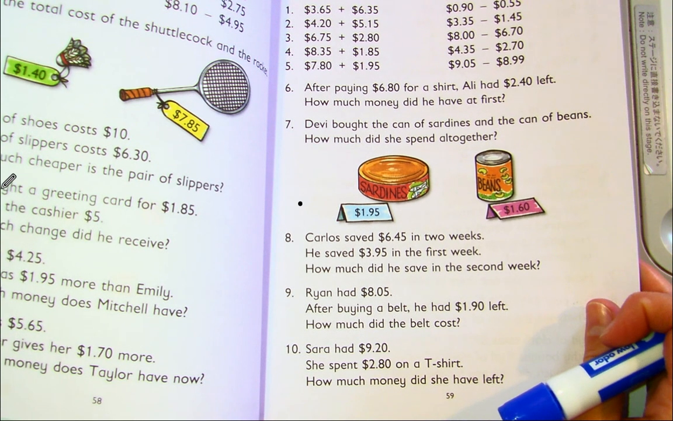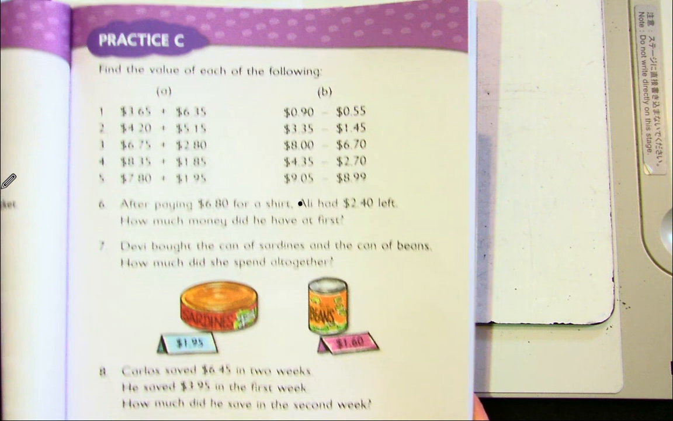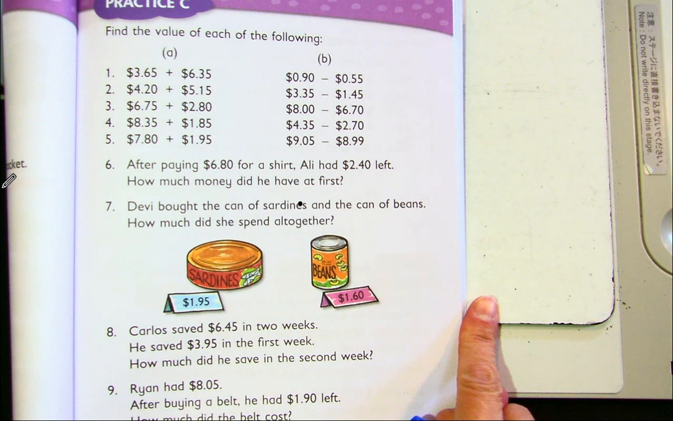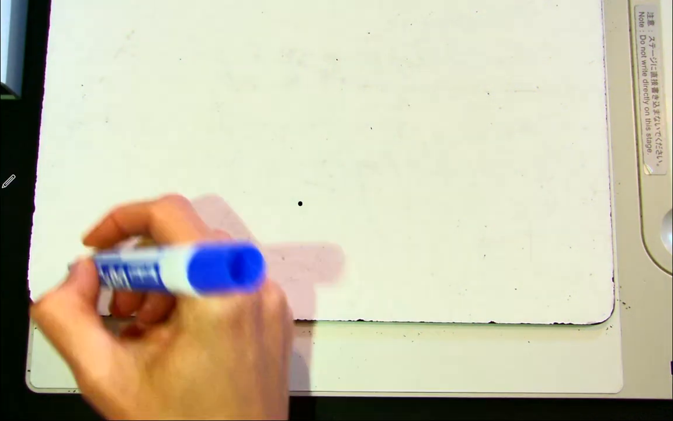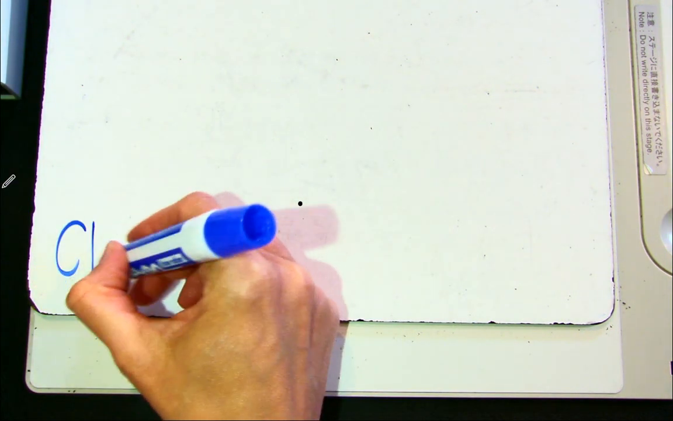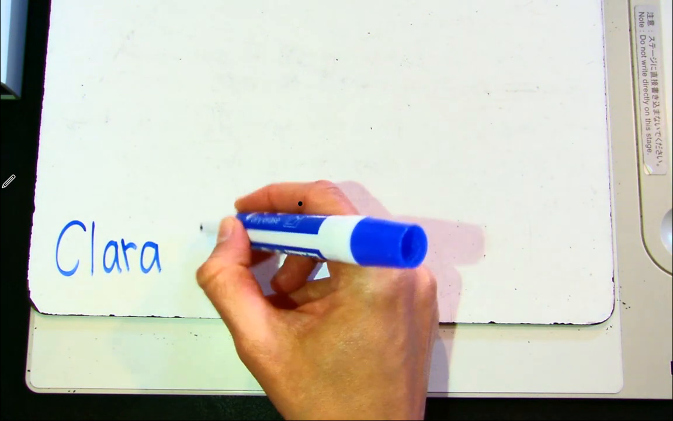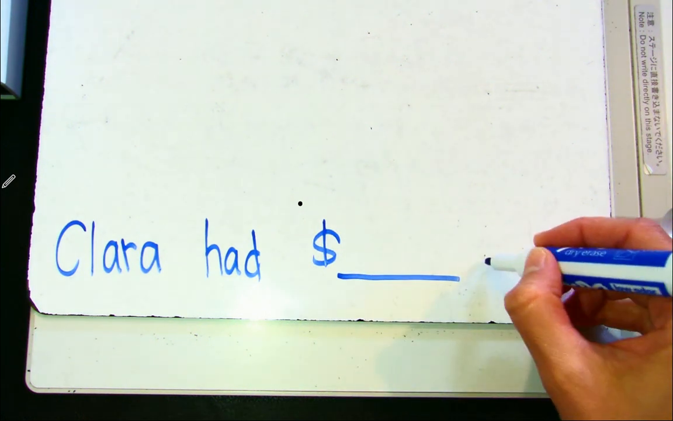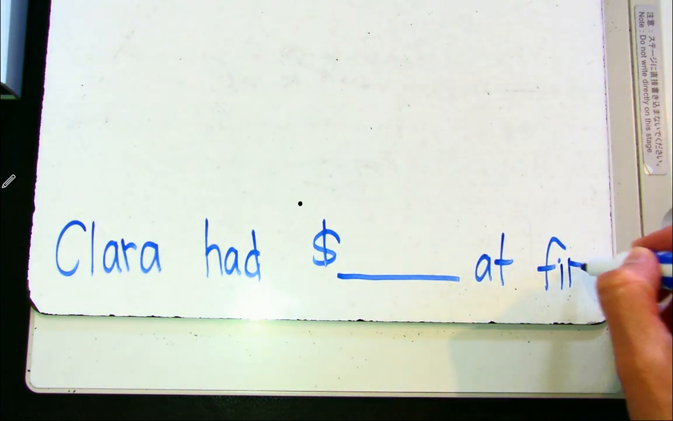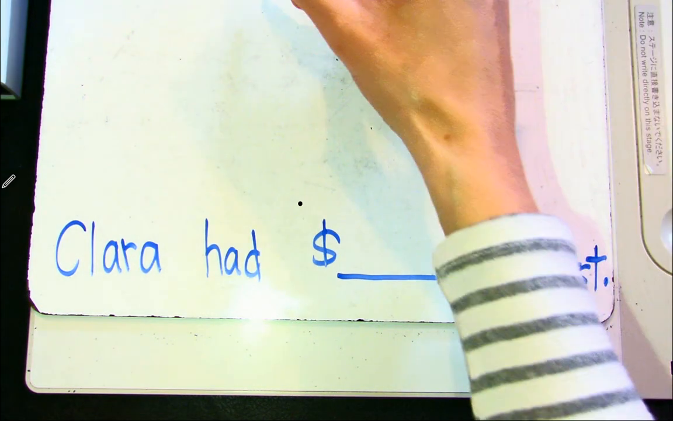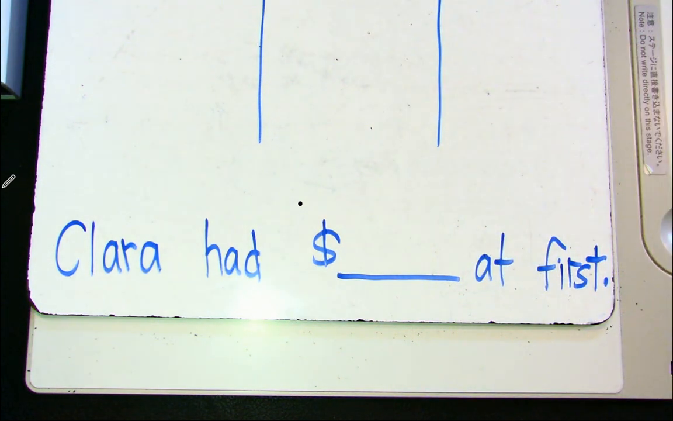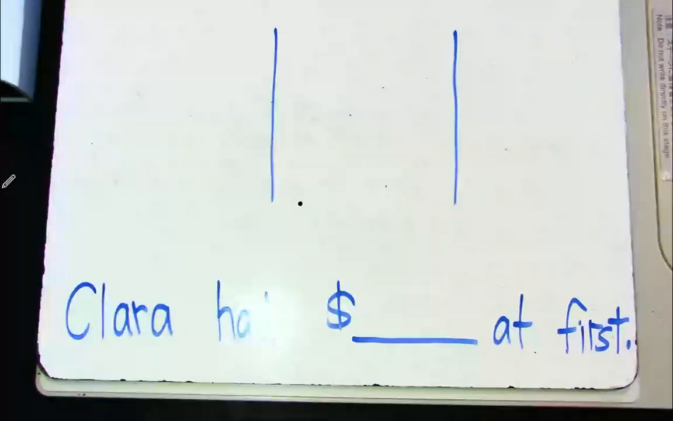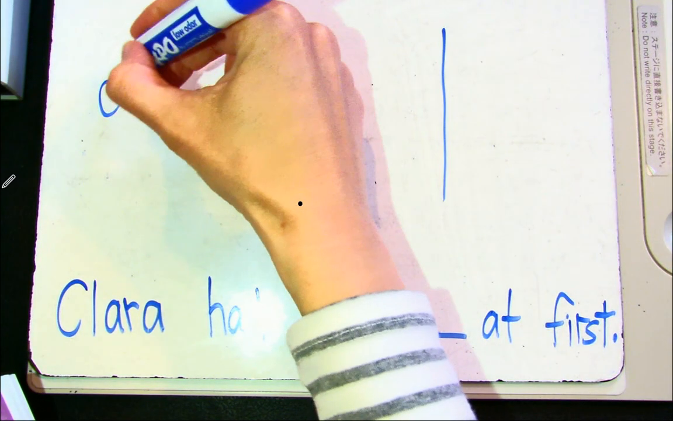All right, so if we wanted to do all of our steps, we read the problem, we underline the question, we write our answer sentence. So how much money did Clara have at first? Clara had $8 at first. All right. And then we're going to go ahead and draw our 2 lines here to separate the spaces. And we're talking about Clara's money here.